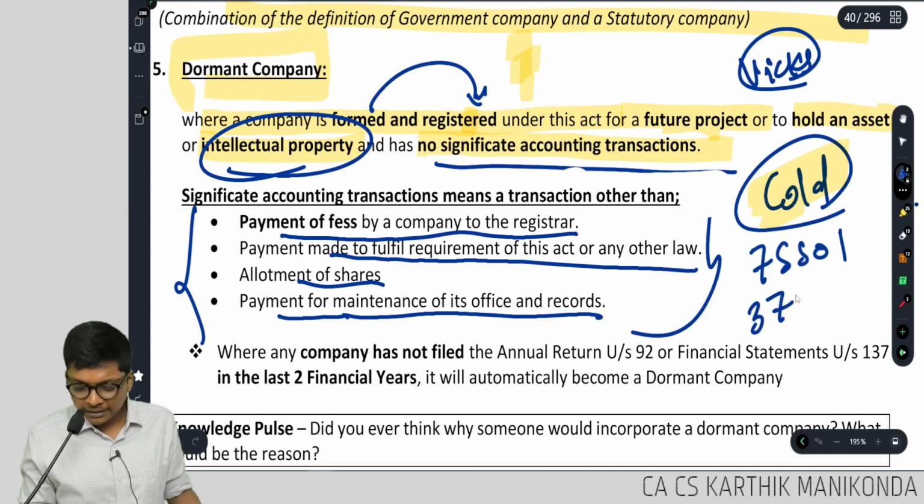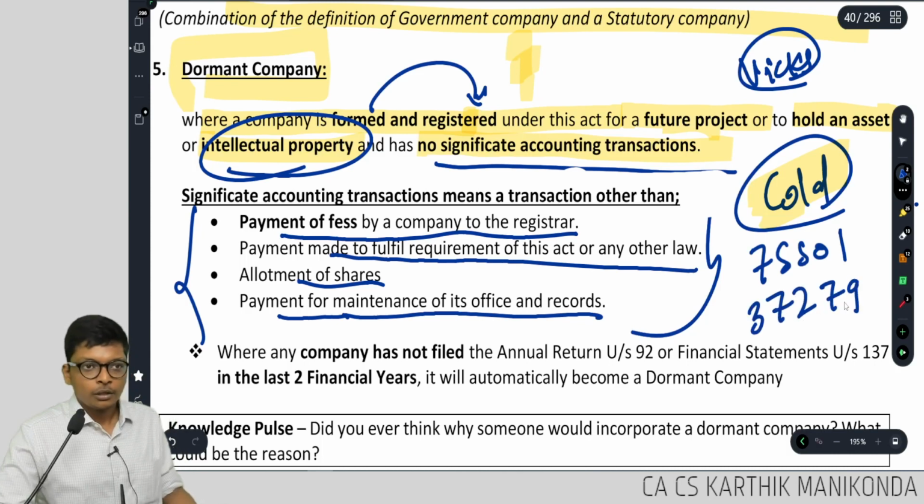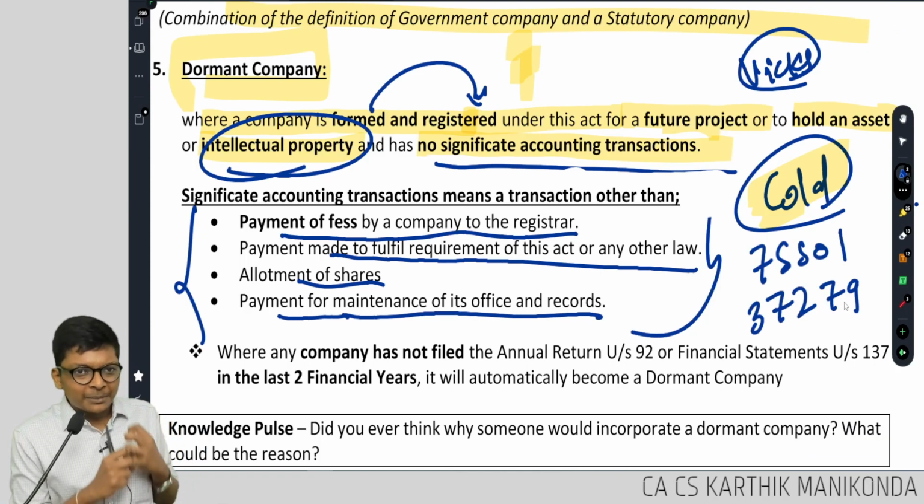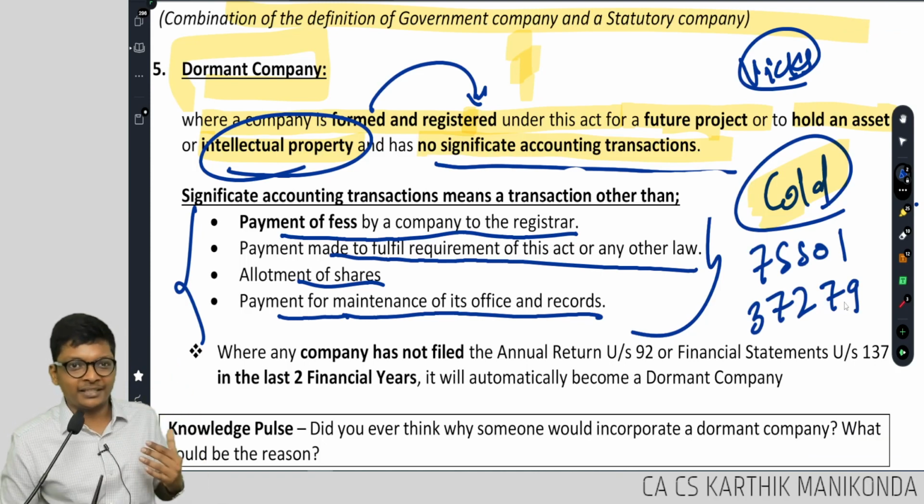75501 37279. If I don't reply, put another message or call me. Sometimes I miss messages by mistake because there are so many messages. But I somehow ensure I go through all messages and reply.